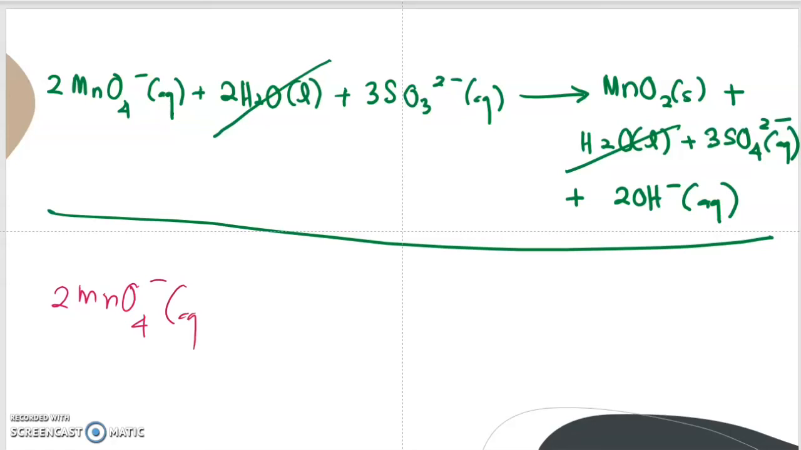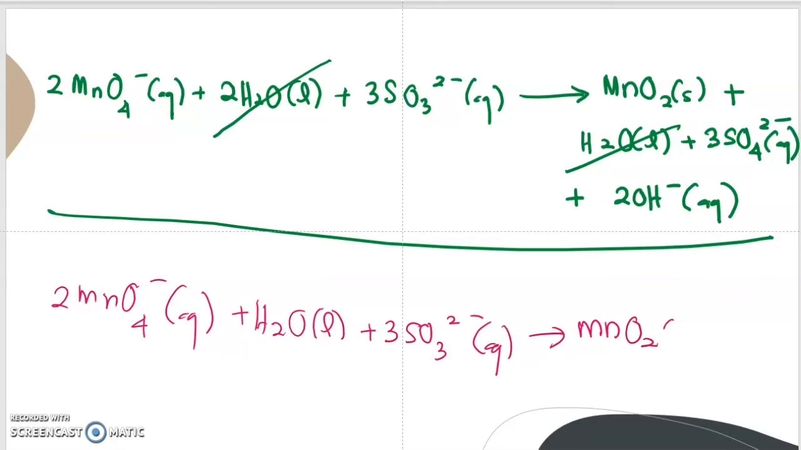So the final equation actually become 2MnO4 negative plus 1 H2O plus 3SO3 2 negative produce MnO2 solid plus 3SO4 2 negative plus 2OH negative. So this is the final equation for balancing the equation in basic medium. We have OH minus and all the atoms are balanced, right? So that's all. Thank you very much.